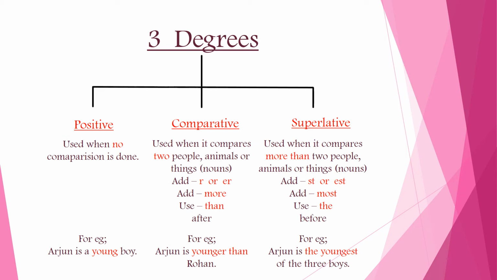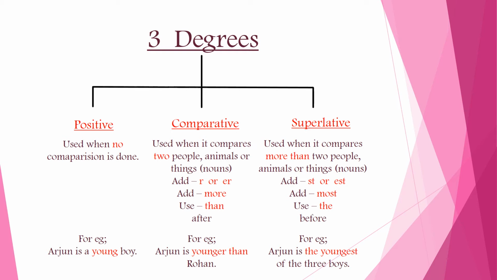Sentence number 3. Arjun is the youngest of the 3 boys. I am comparing Arjun with the other 3 boys. So, the comparison is more than 2 people. So, I have added the before the adjective. Youngest, I added est to my adjective.